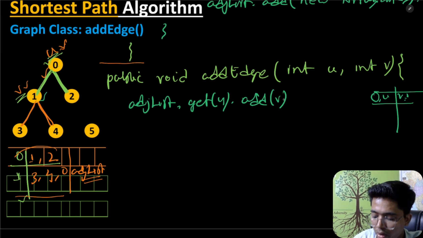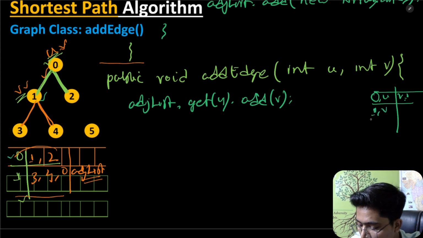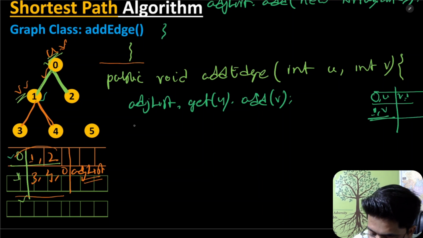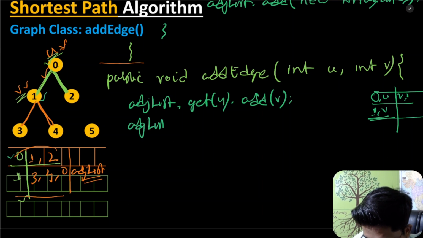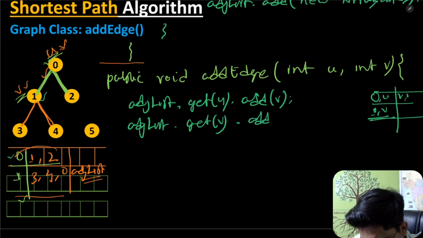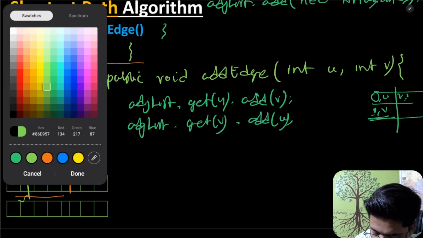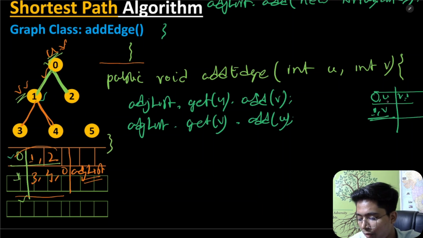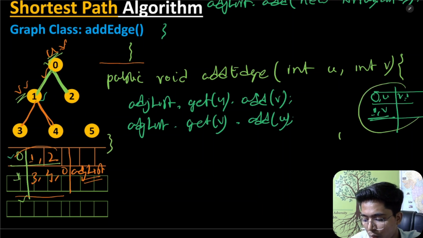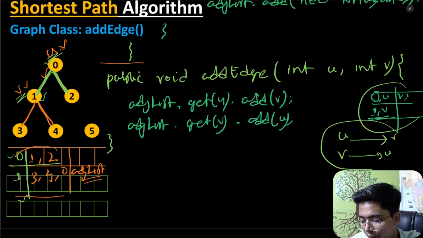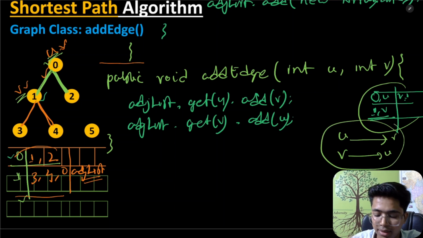So it will add the node, and then again we have added on the u side, then we'll be adding for this v side also. We have to add from both sides, so we'll be adding adjacency list dot get of v dot add of u, and it will add from the back direction also. So now they are added from both directions. From the u side it is added with v, from the v side it is added with u. So they are connected from both ends. That means we have created the edge.